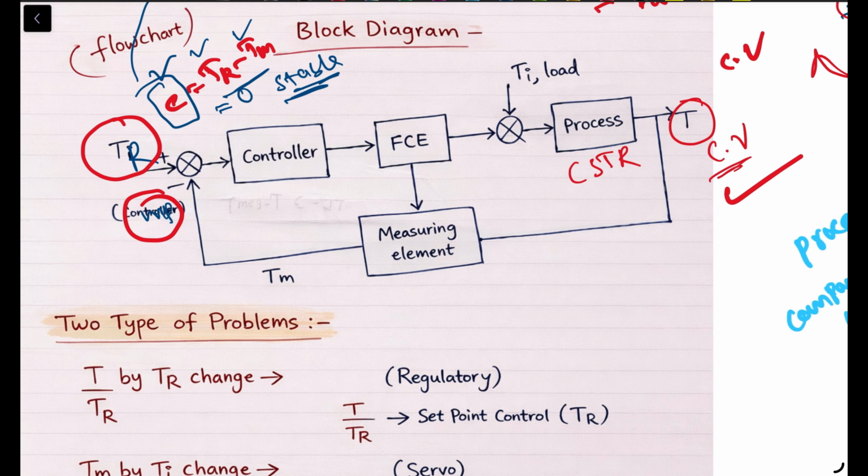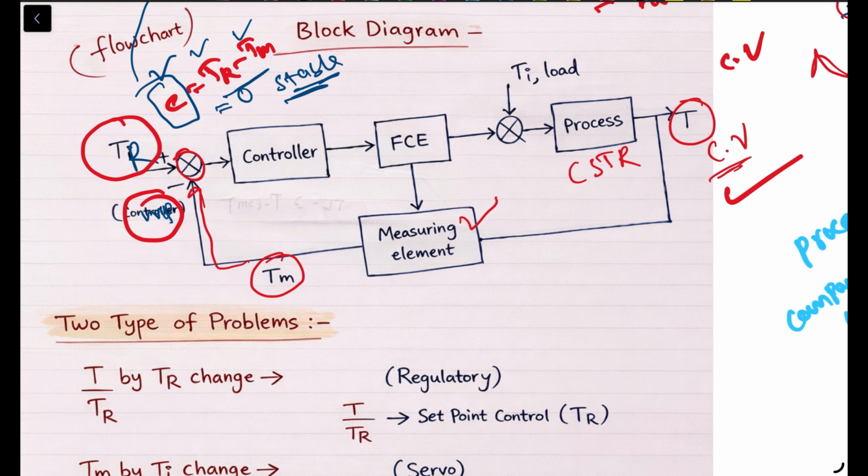So next one is the measuring element. Here the temperature is measured using a thermometer. Then the measuring element produces signal Tm. This represents the measured temperature. Then the signal will go to the comparator. This is called a summing junction.